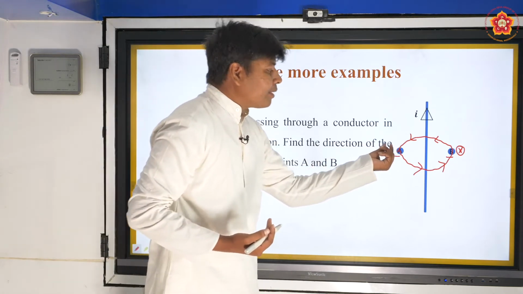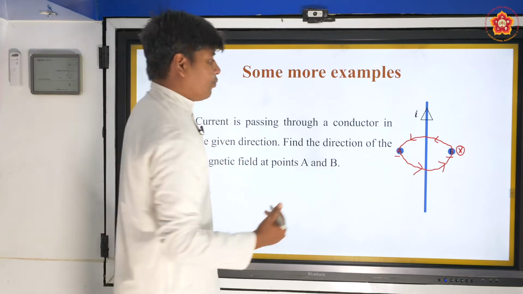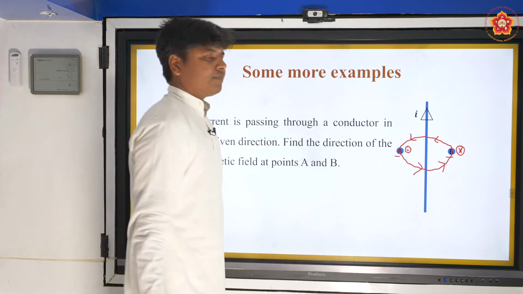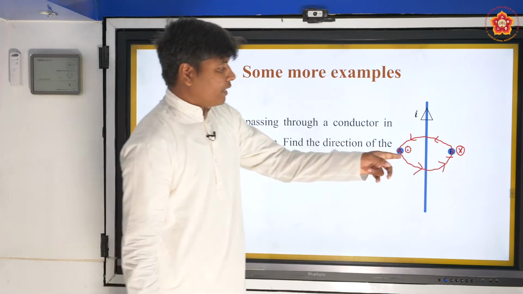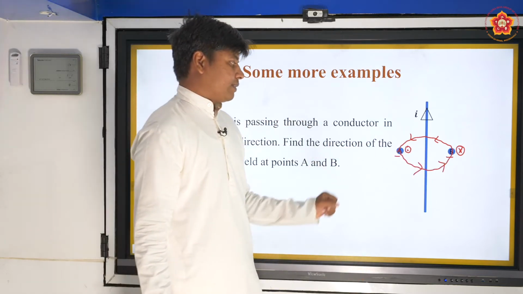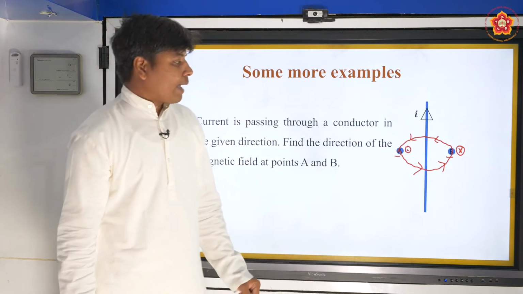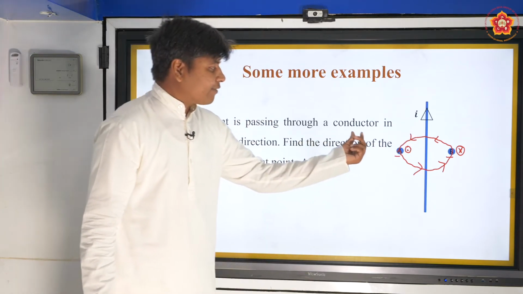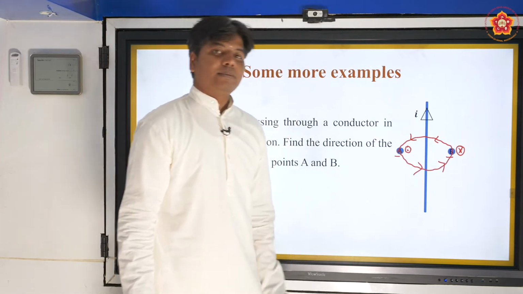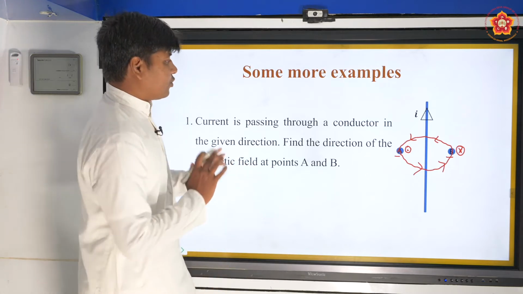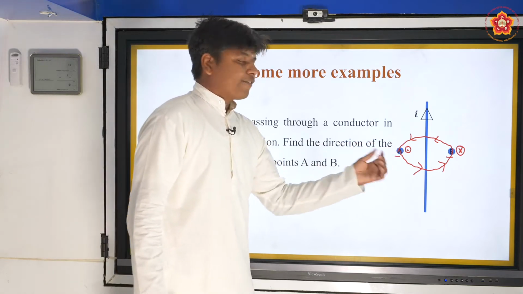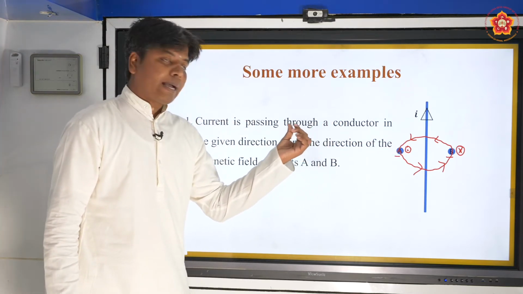When the magnetic field is coming out, we denote that direction like this, a dot and a circle. When the field is going in, we denote it with this symbol. When the field is coming out, we denote it with this symbol. So at A, what happens? The field line is coming out. At B, it goes in. So this is the symbol. So it answers your question. At B, the magnetic field line is going into the board. At A, the direction of the magnetic field line is coming out of the board.